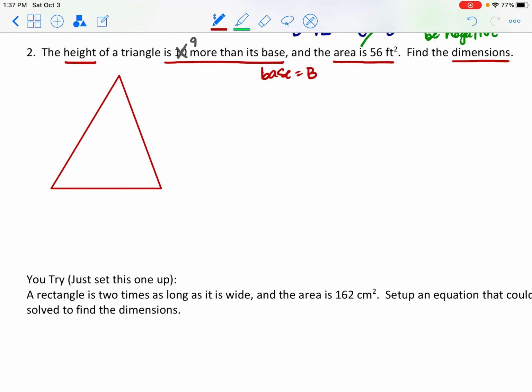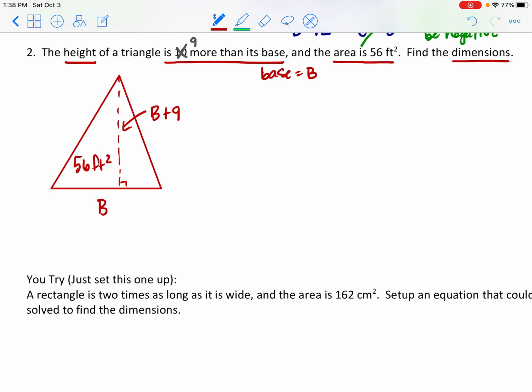Okay, so the base is B. So let's call this base B. The height is from the top down to the base here. That height, we said is 9 more than that base. So we're gonna put for the height here, the base plus 9. 9 more means add 9. And it says that our area is 56 feet squared.